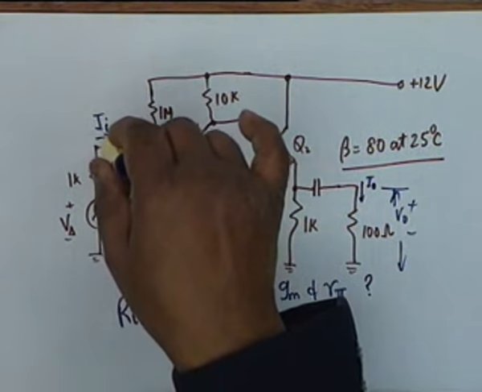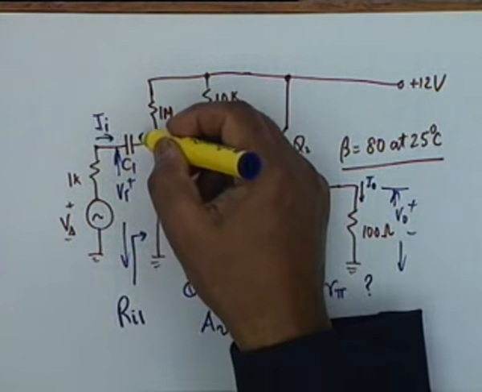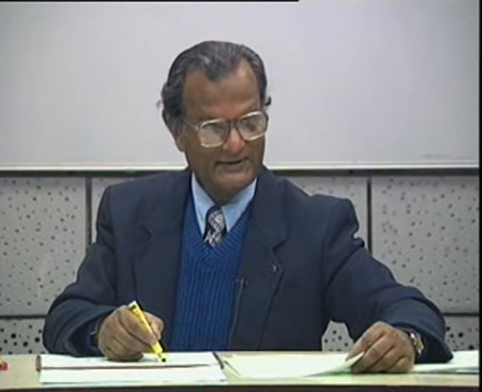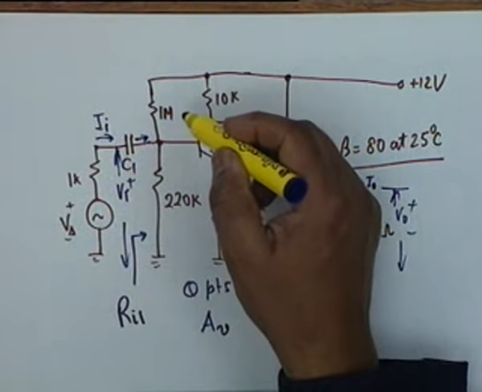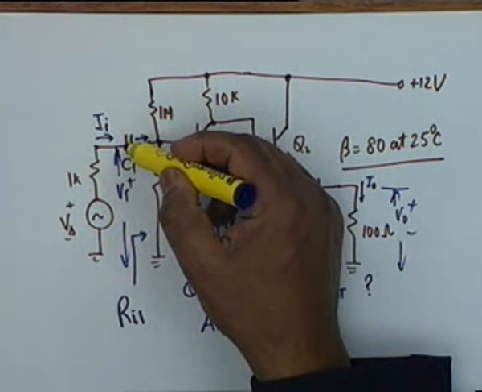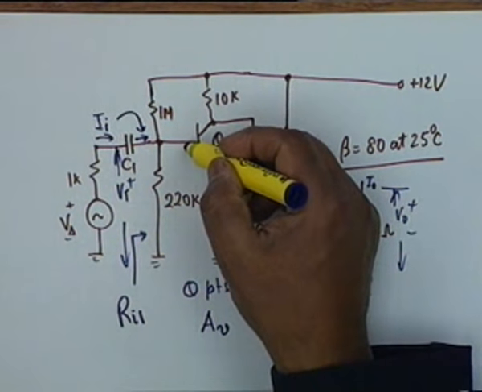Do you see why I write I sub I before the capacitor? Because after the capacitor there is a DC component. Could I write I sub I here? Yes, of course, because DC flows like this. It cannot flow via the capacitor, so it's the same current here. But I cannot write it here, because that contains a DC component.